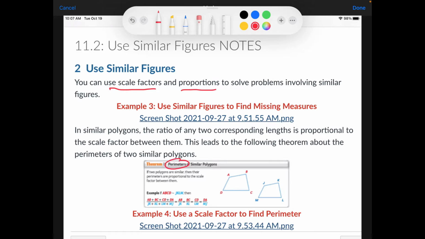Remember, perimeter is just the total length all around a figure, right? Total length. That's what a perimeter is. And we can use proportions to find missing perimeters, and we can also use their scale factors to do the same. So let's do some examples using that information.